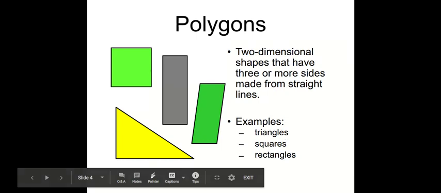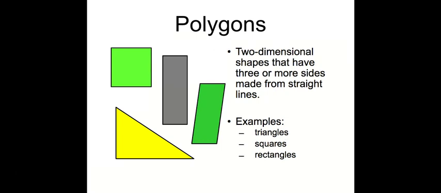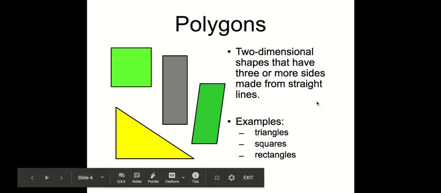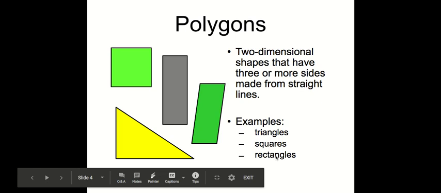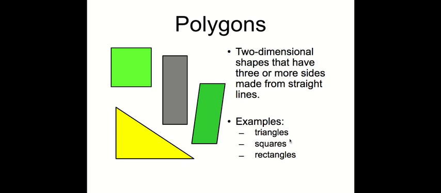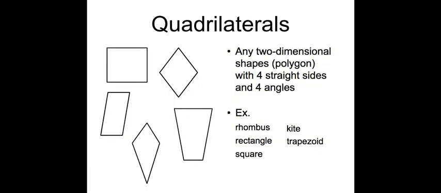Another word for a shape is a polygon. But a polygon has only straight lines. Okay, only straight lines for their sides, like a triangle, square, rectangle. Think about it. What shape would not be a polygon?